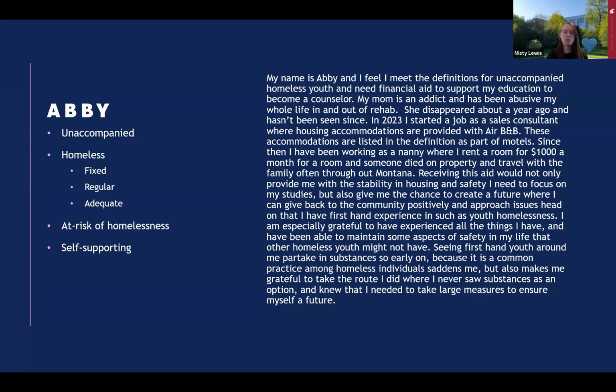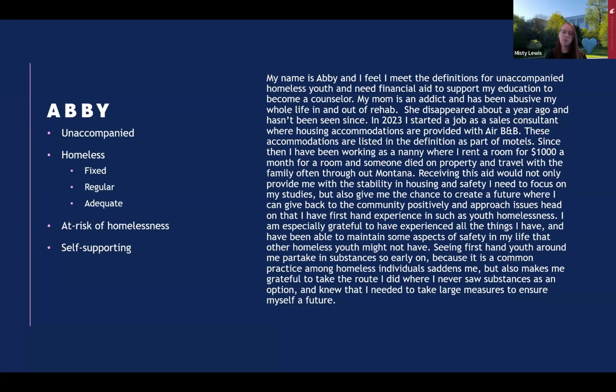In 2023, I started a job as a sales consultant where housing accommodations are provided with Airbnbs. These accommodations are listed in the definition as part of motels. Since then, I have been working as a nanny where I rent a room for $1,000 a month, and someone died on the property, and I travel with the family throughout Montana.